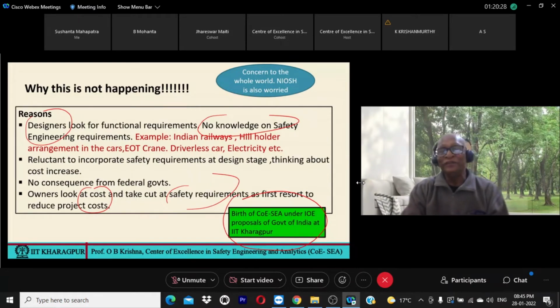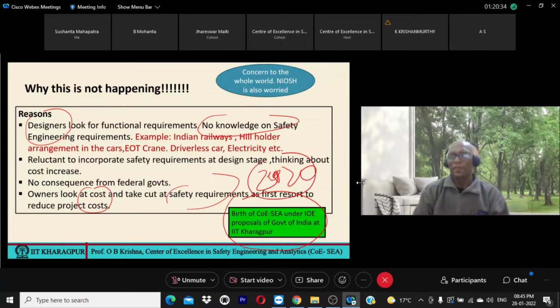I am very happy to tell that the Occupational Safety and Health and Working Conditions Code 2020, which has come in India now and is going to be implemented very soon, holds manufacturers and designers responsible if an incident happens because of them. I appreciate the Indian government.